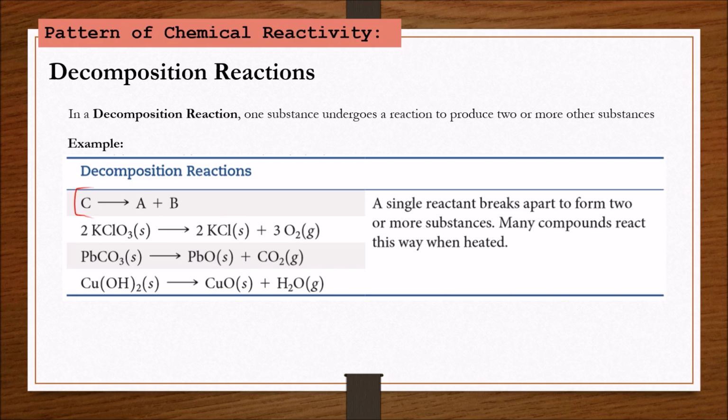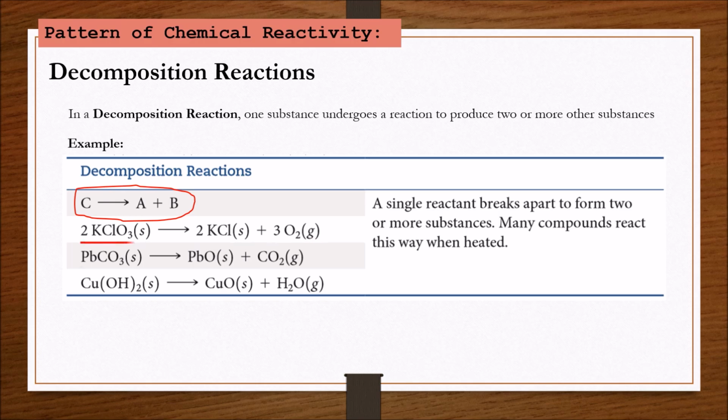Okay, so the second one is the decomposition reaction. Decomposition reaction is basically the opposite, to a certain degree, of combination reaction. In a decomposition reaction, one substance undergoes a reaction to produce two or more substances. In contrast with combination reactions, what we see here in a decomposition reaction is only one substance or reactant on the left side of the equation and then two or more substances on the right side of the equation.